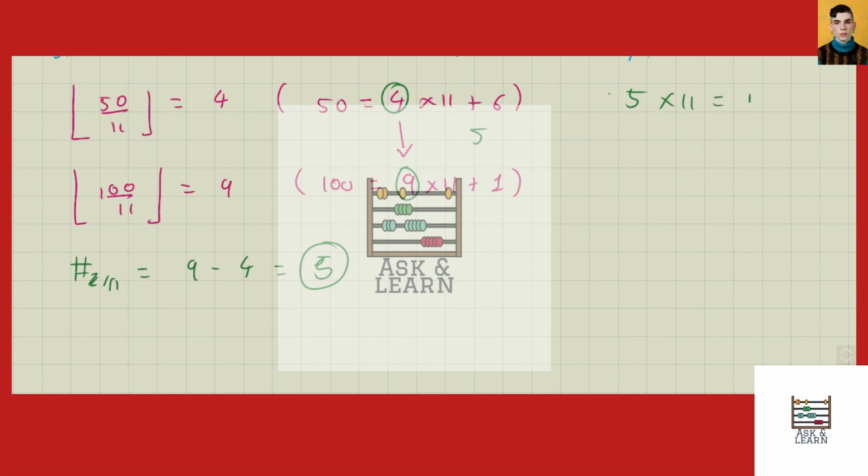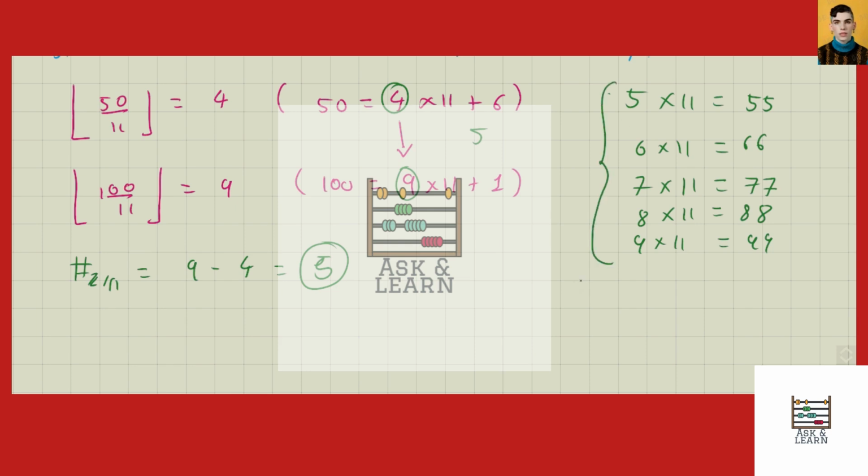5 times 11 is equal to 55. 6 times 11 is equal to 66. 7 times 11 is 77. 8 times 11 is equal to 88. And 9 times 11 is equal to 99. And these are the 5 choices.